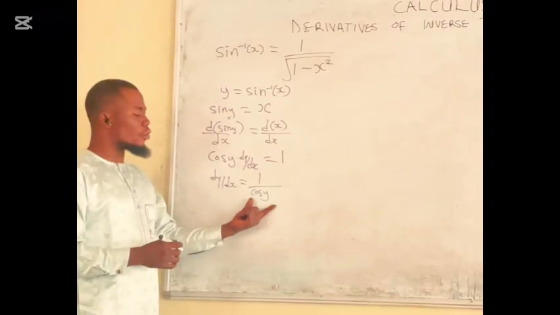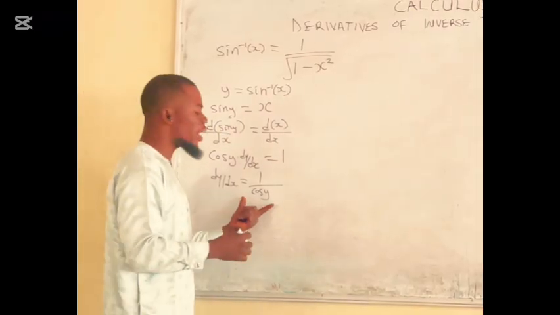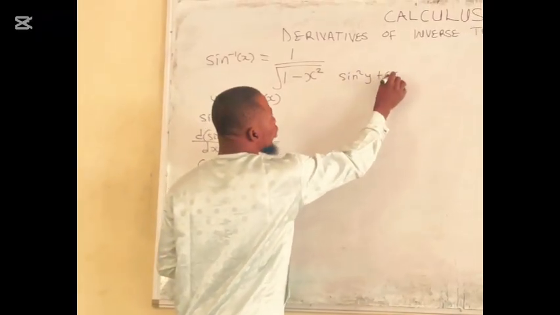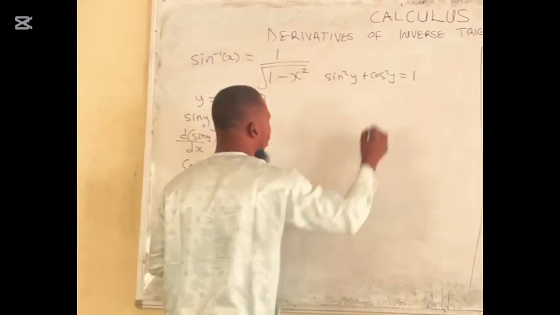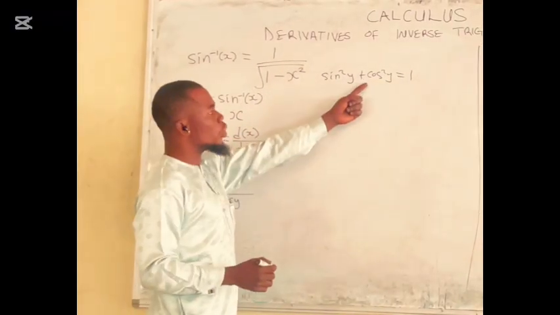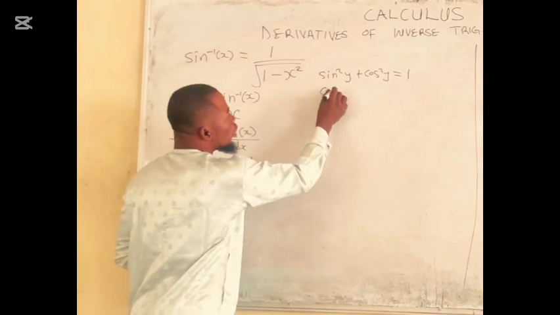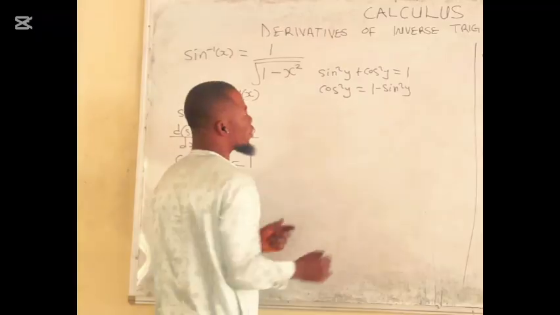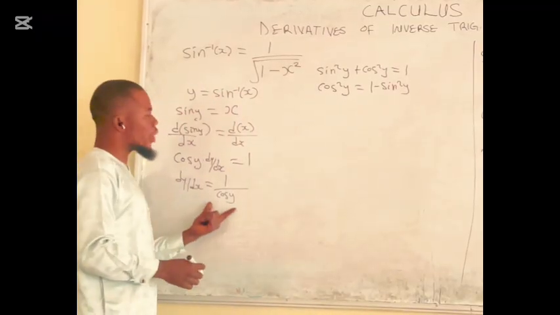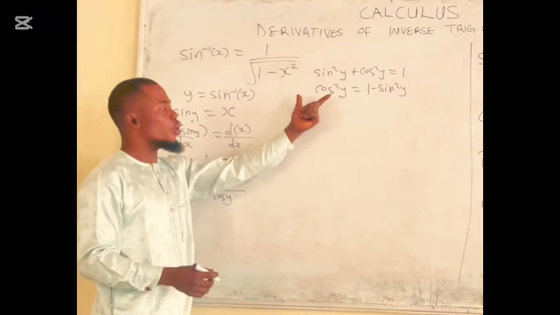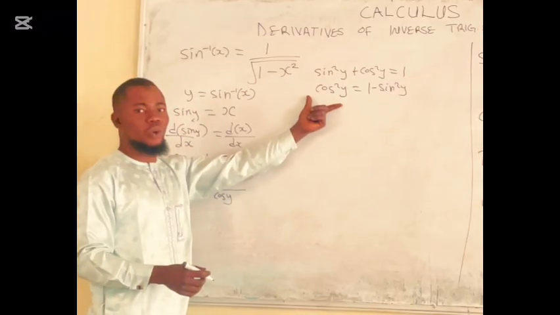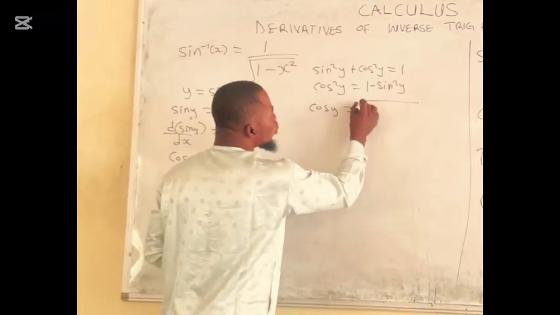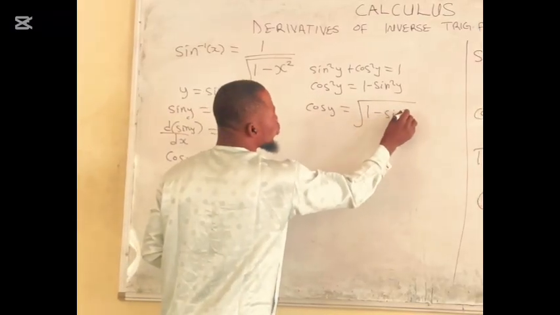Looking for the identity of cos y, let's remember our trig identity. We know that sine squared y plus cos squared y is equal to 1. We make cos squared the subject of the formula, so cos squared y is equal to 1 minus sine squared y. Remember, it's cos y we want, while here we have cos squared y. We take the square root of both sides, so that cos y is equal to the root of 1 minus sine squared y.